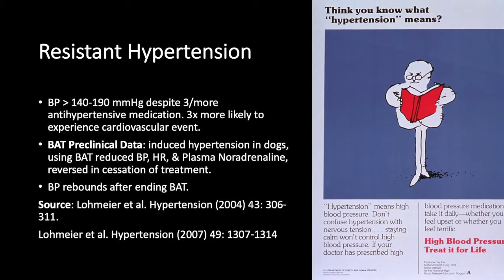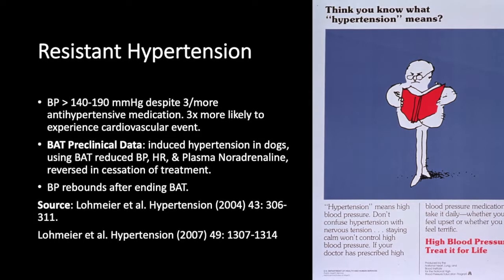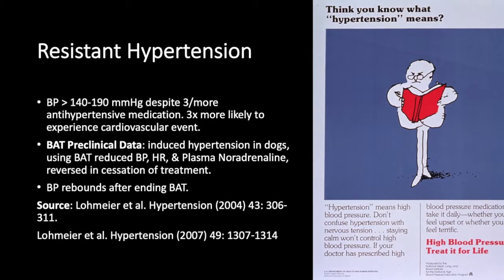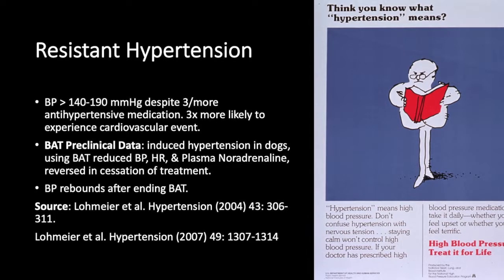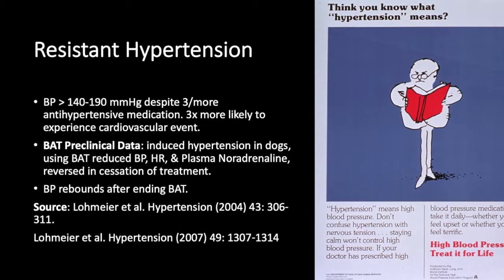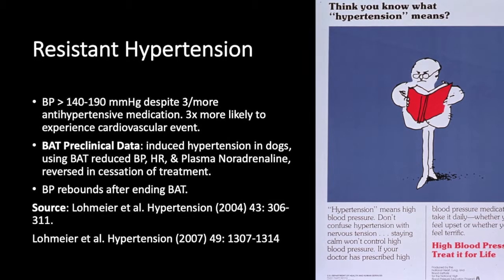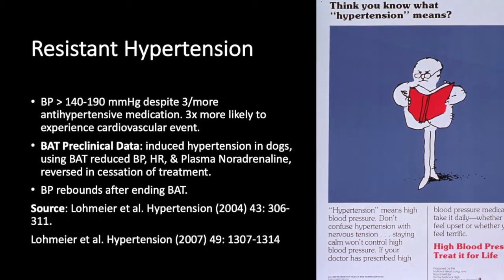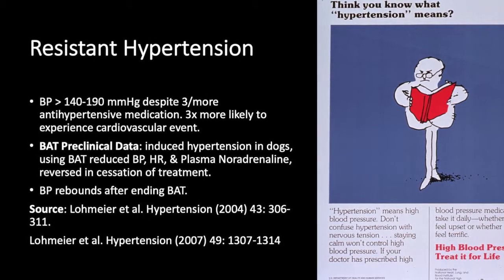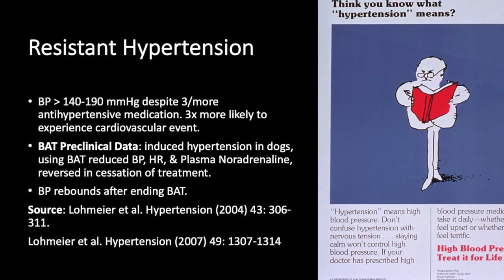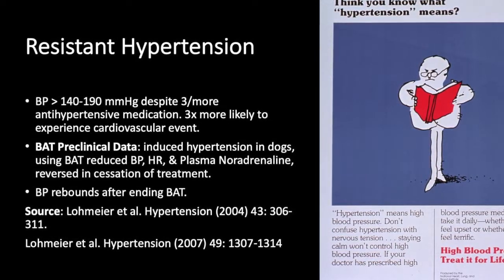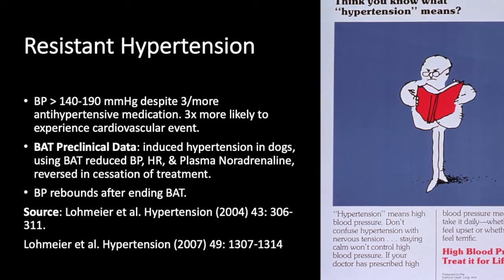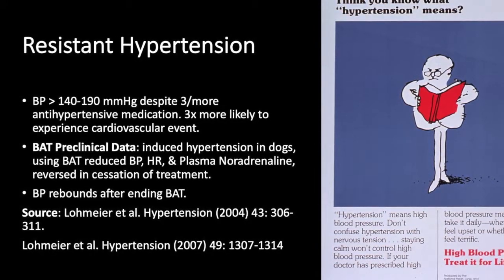Also, electrical stimulation can be used for individuals with resistant hypertension. So this is when individuals have fast heart rate, high blood pressure, and I'm pretty sure this causes very painful headaches that can't be stopped, hence the reason why it's called resistant hypertension. It consists of when individuals have blood pressure greater than 140 to 190 mmHg, despite the use of 3 or more antihypertensive medications. As a result, individuals with resistant hypertension are 3 times more likely to experience cardiovascular events.